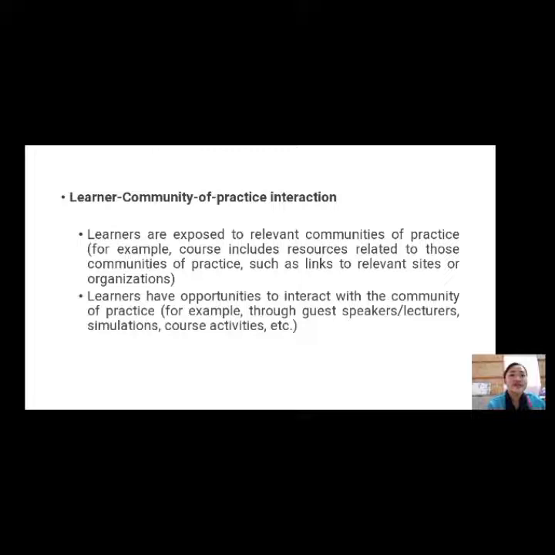And another type of interaction is learner-community of practice interaction. Learners are exposed to relevant communities of practice. For example, the course includes resources related to those communities of practice, such as links to relevant sites or organizations. Learners have opportunities to interact with the community of practice through guest speakers, lecturers, simulations, course activities, and more.